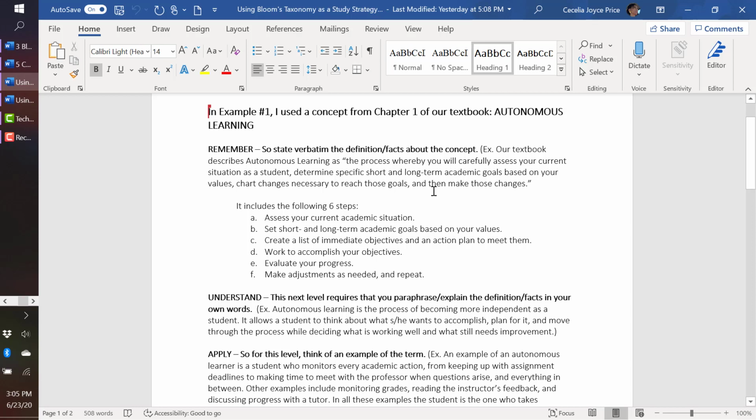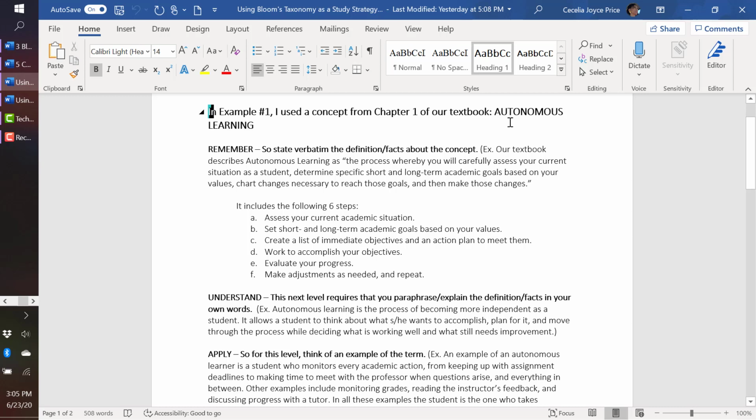And by the way, I'm going to keep you out of suspense. The topic you're going to do for your homework is multitasking. Multitasking, okay? But let's save that part for a little bit later. Let's take on this topic of autonomous learning.